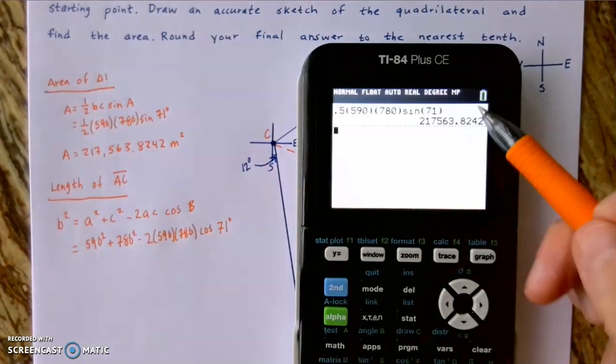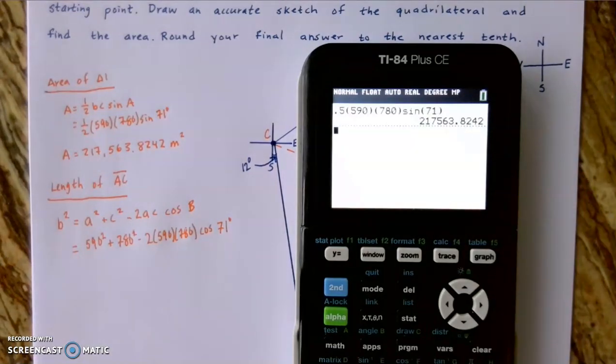Alright, so let's go ahead and plug that in. I'm going to save all this information. Don't clear any of it because at the very end it's going to be really useful to have this. So I'm going to do 590 squared plus 780 squared minus 2 times 590 times 780 times cosine of 71. So do that all in one line. Don't split up the different parts.